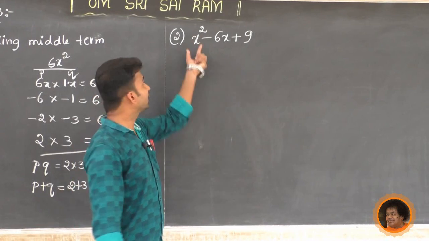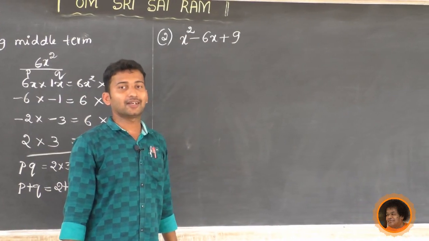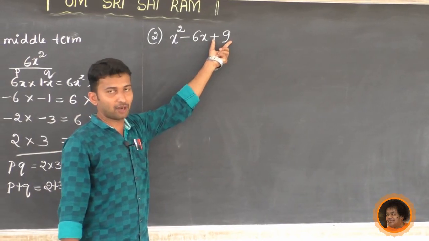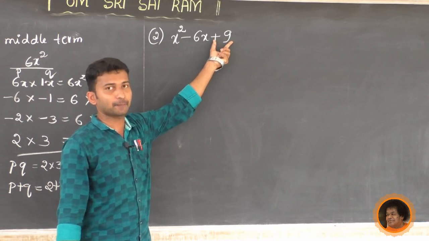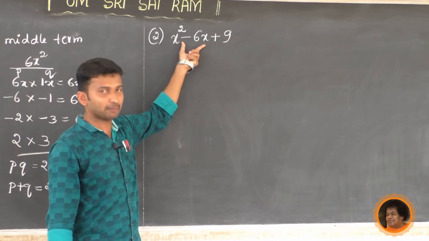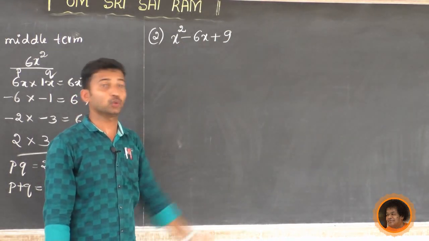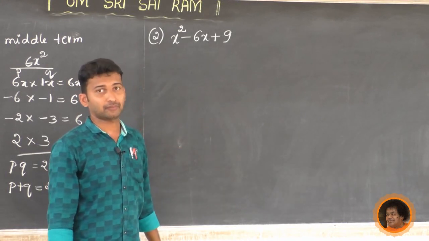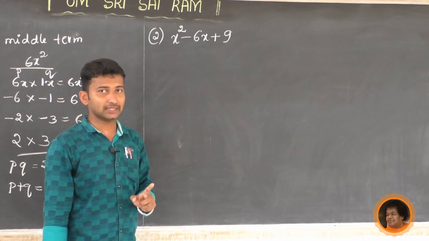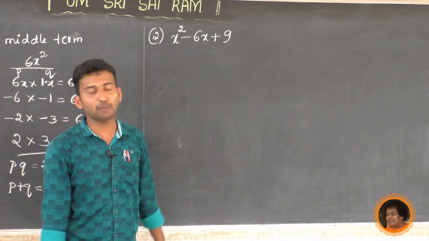Second problem, x square minus 6x plus 9. It is in the form ax square plus bx plus c, and what is the middle term? Minus 6x. Similar problem, we have to split the middle term minus 6x to get the factors. What is the first step? The first step is to multiply the first term and third term of the polynomial.